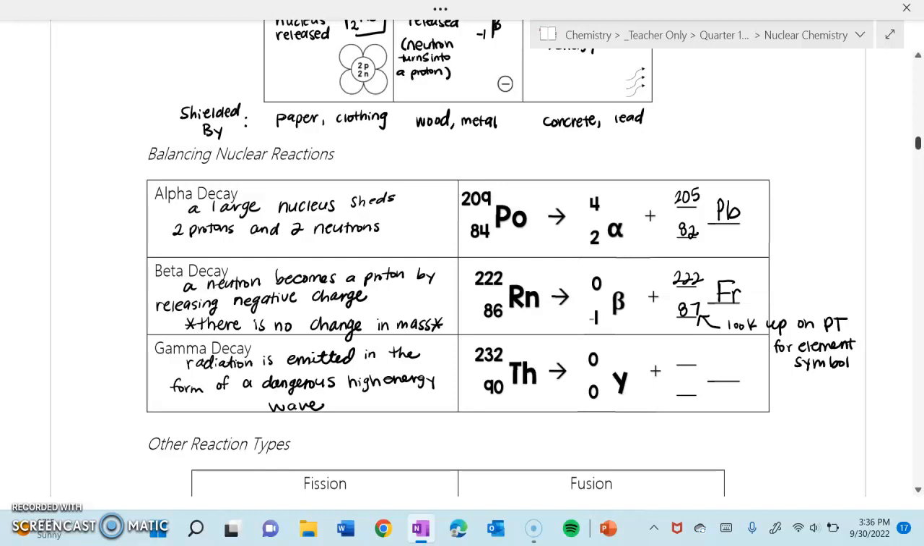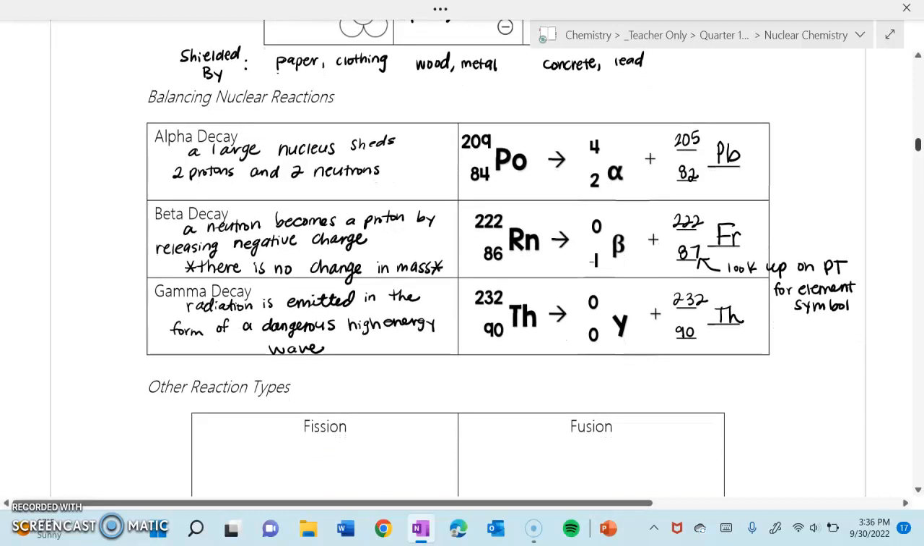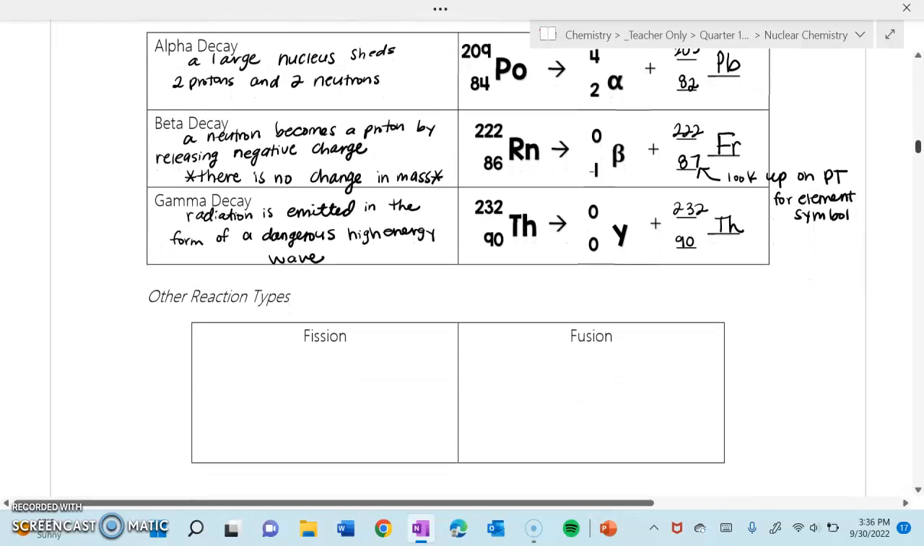So if you were writing a reaction for this, nothing changes, which is another reason why it's so dangerous, because it's kind of a blind radiation. You don't even know it's there until it's affected you. No mass, no particle of the protons changing.